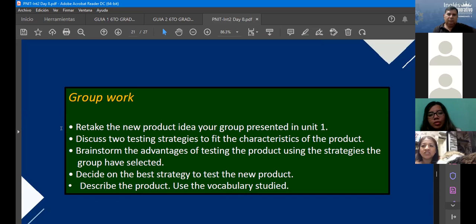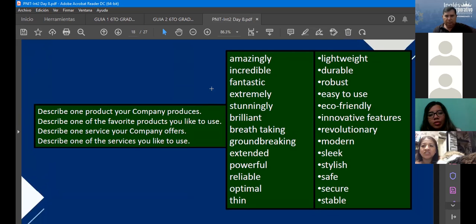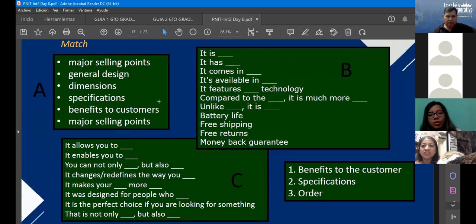Okay, so yes. How do you describe the product? Describe my product. So we have a list here. For example, it is invisible to the eye, but can save your life. When you want to offer your product, you need to give the benefits to the customer, the specification and the order of the product.